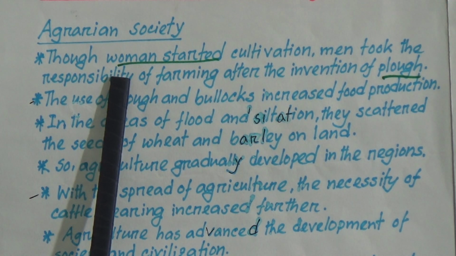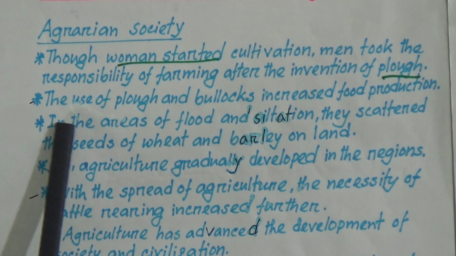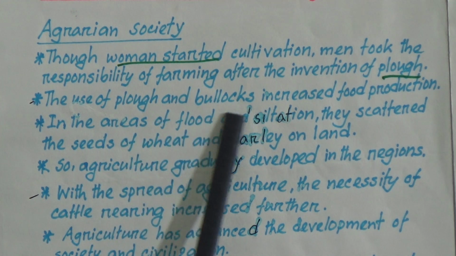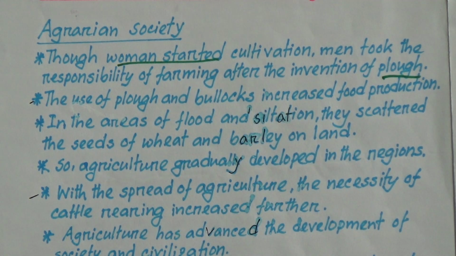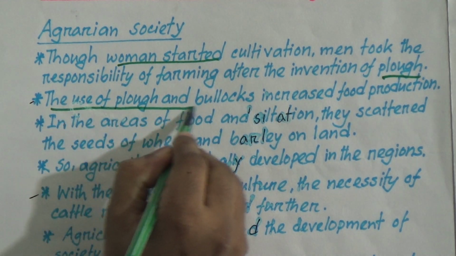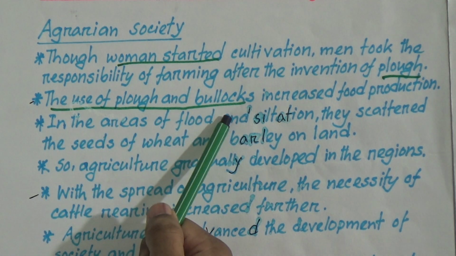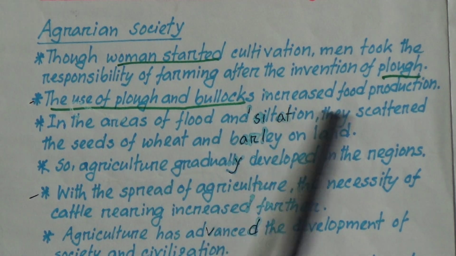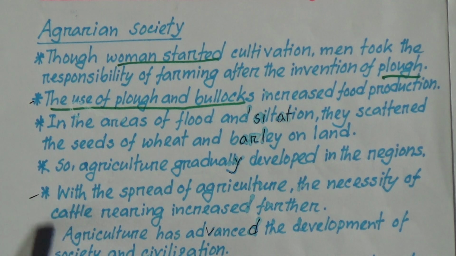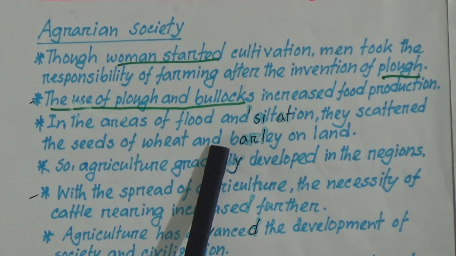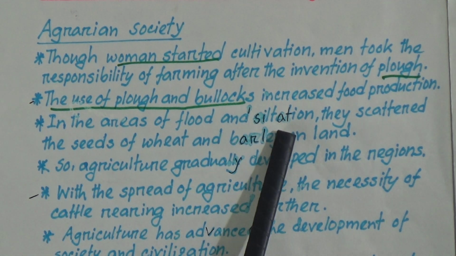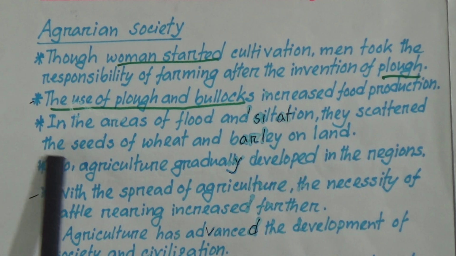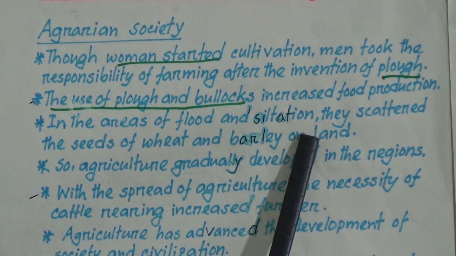Initially, they started tilling, taking the yoke on their shoulder. In course of time, they started using bullocks. The use of plough and bullocks increased food production. So which one increased food production? The use of plough and bullocks increased food production. Very important.